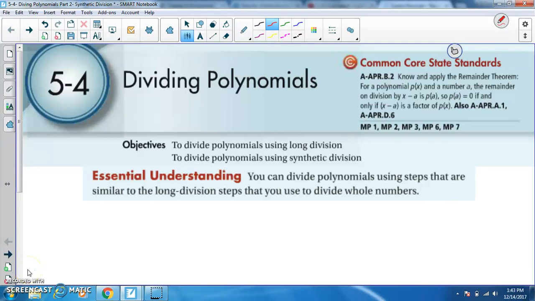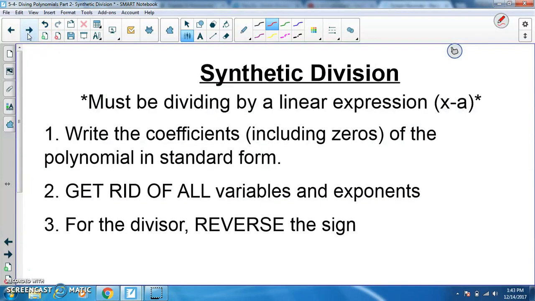Today we're going to do part 2 of 5-4 dividing polynomials. Today you will be able to divide a polynomial using synthetic division. A few things that we need to know about synthetic division before we get started.